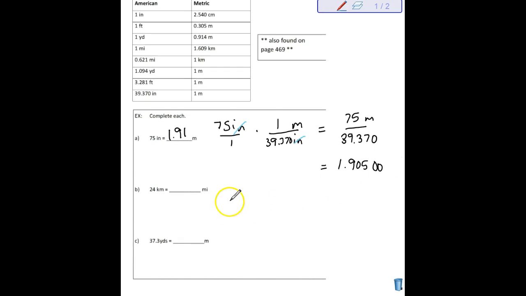All right, 24 kilometers, and we want to go to miles. I have 2 different ones that I can use to convert between miles and kilometers. I'm going to show you that either one will work. Okay, we're going to do it twice here. So I'm at kilometers, and again I need kilometers on the bottom and miles on the top. Okay, so let's use this first one. 1 mile is 1.609 kilometers. So I go ahead and I cancel out my kilometers there.